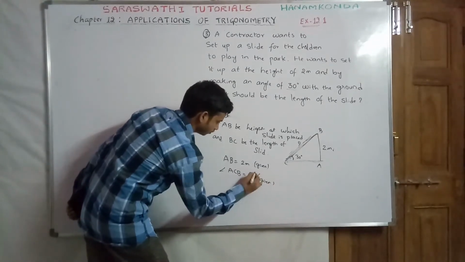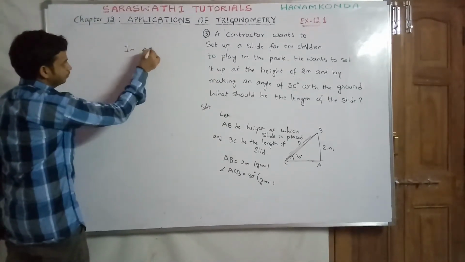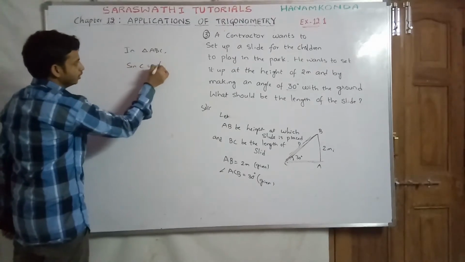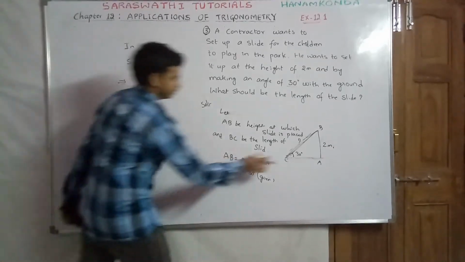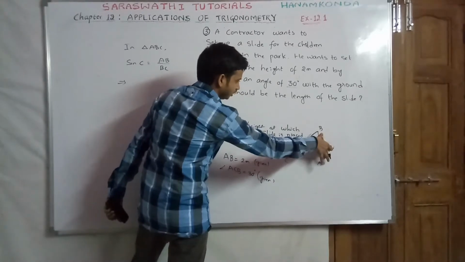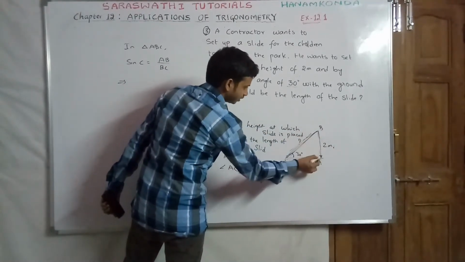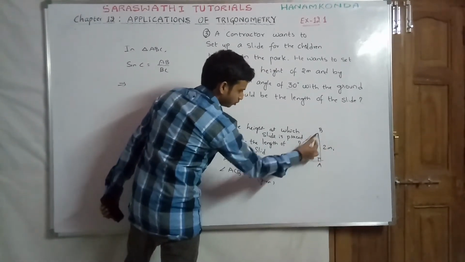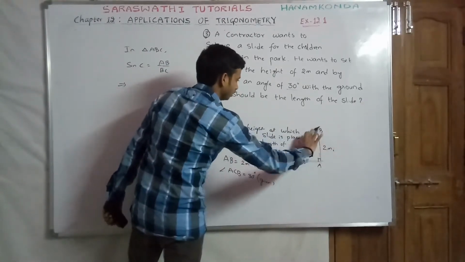So in triangle ABC, if we apply sine, that means sine C equals AB by BC, side opposite by hypotenuse. That means the side opposite to C is AB, by the hypotenuse here, BC. Since the height is considered as vertical position, this is the 90 degrees angle and the side opposite is considered as hypotenuse. That means sine 30 equals AB by BC we can consider.